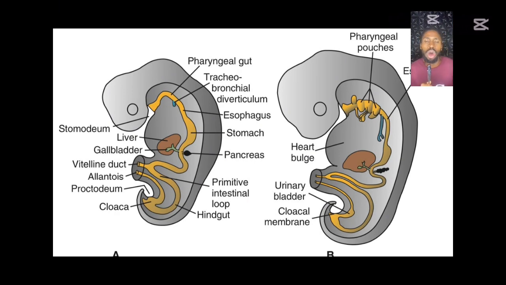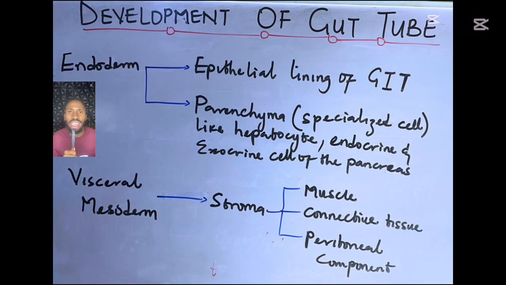Now one thing you have to know about this gut tube is that it is lined by the endoderm. They are lined specifically by the endoderm, which gives rise to what we call the endodermal epithelial lining. Also that same endodermal cell gives rise to parenchyma cells. The parenchyma forms the hepatocytes. So don't forget, the endoderm gives rise to the epithelial lining, and it also brings out parenchyma cells that form the hepatocytes and the exocrine and endocrine cells of the pancreas.